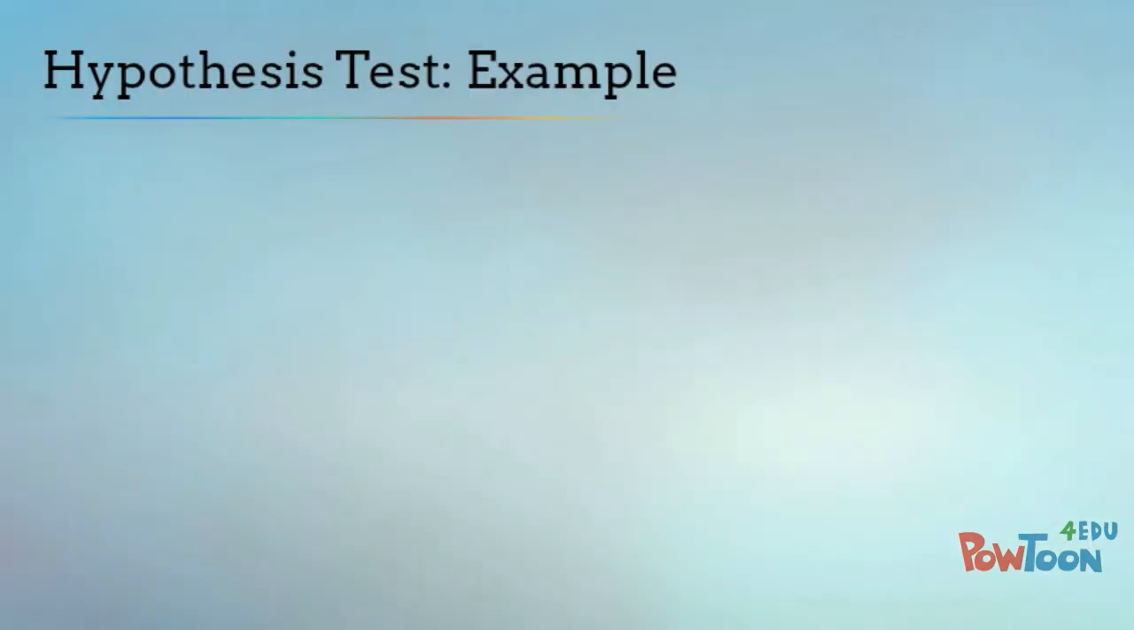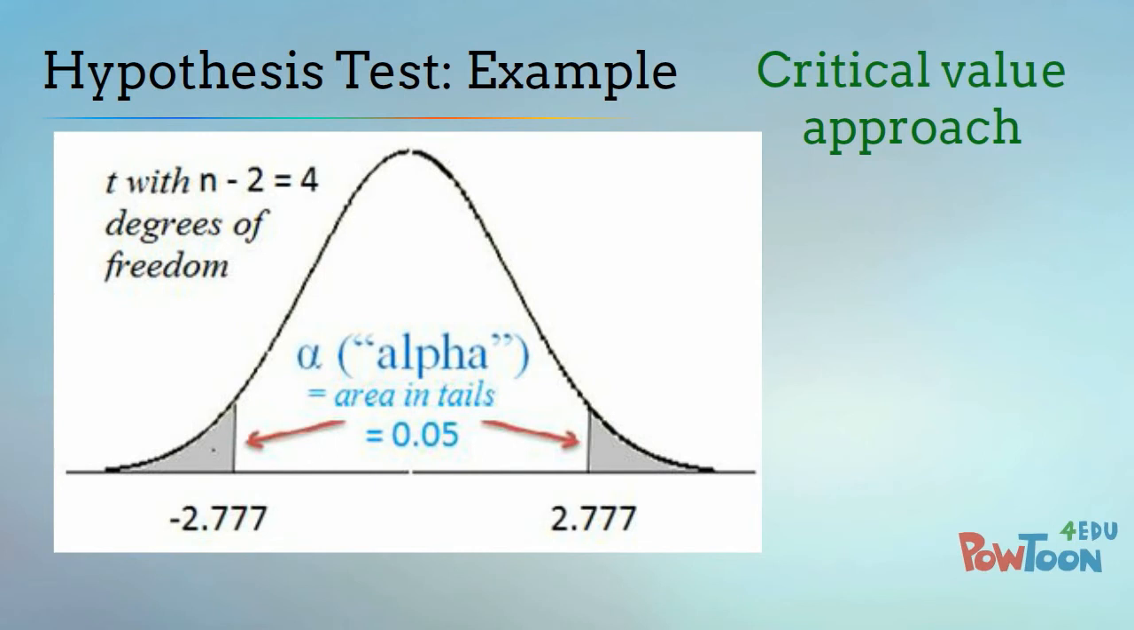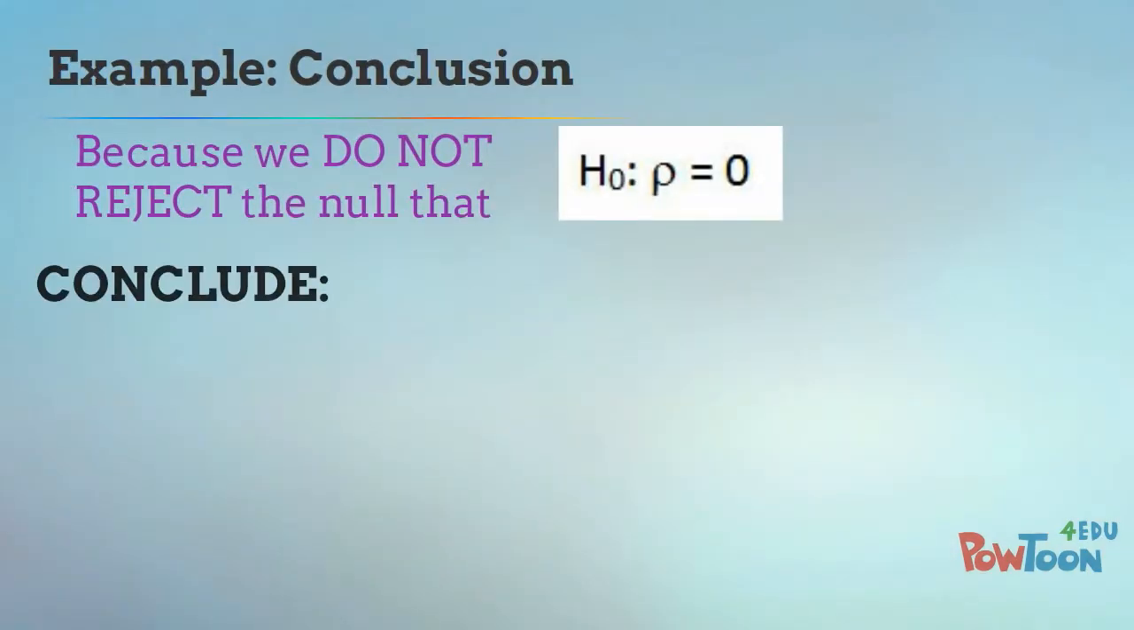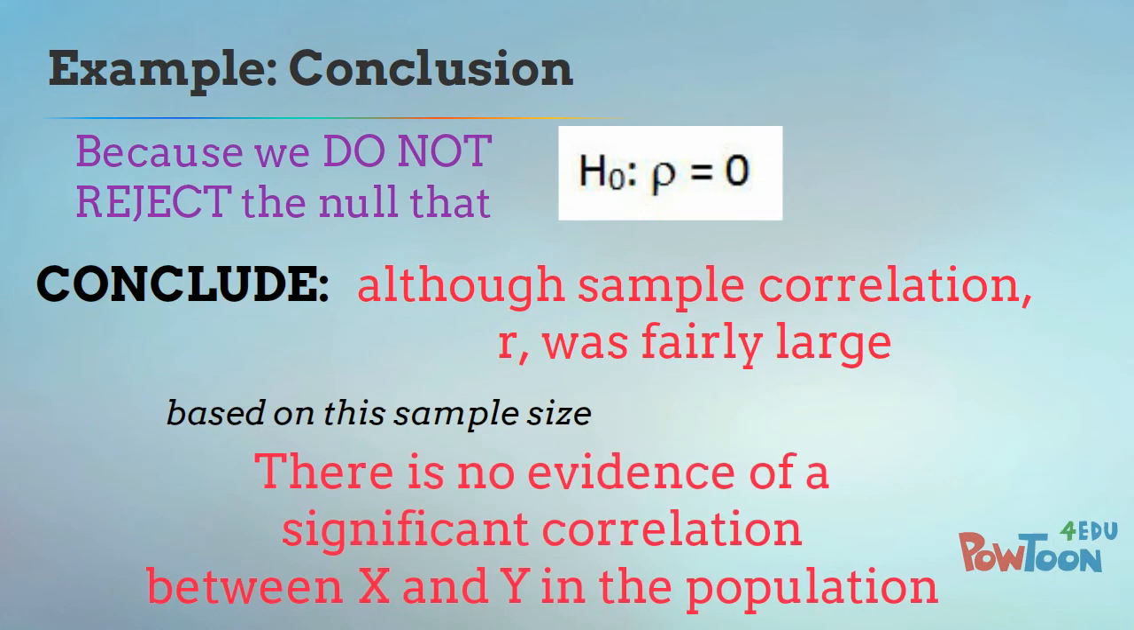Alternatively, using a critical value approach, the two-tailed rejection region for 5% on a t with 4 degrees of freedom is outside the critical values of minus 2.777 and positive 2.777. Since our test statistic, t equals 2.197, is between these values, we do not reject the null that rho is 0. Thus, although the sample correlation was positive and fairly large, based on the sample size, we have no evidence of a significant correlation in the population.